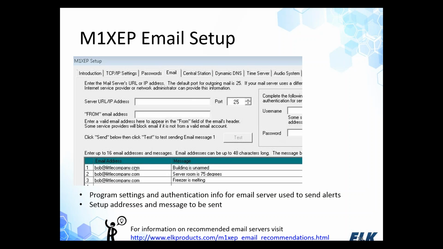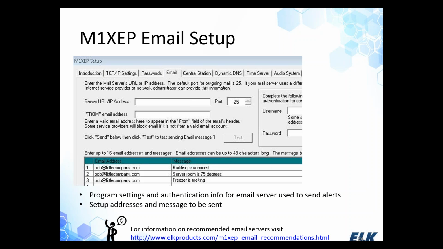And then below here is an example of setting up an email to email Bob that the building is unarmed, or to email him that the server room is 75 degrees or that the freezer is melting. Programming and setting this up is done through rules, as far as creating your rule to send these email messages out. And we have additional information on setting up email servers on our website.